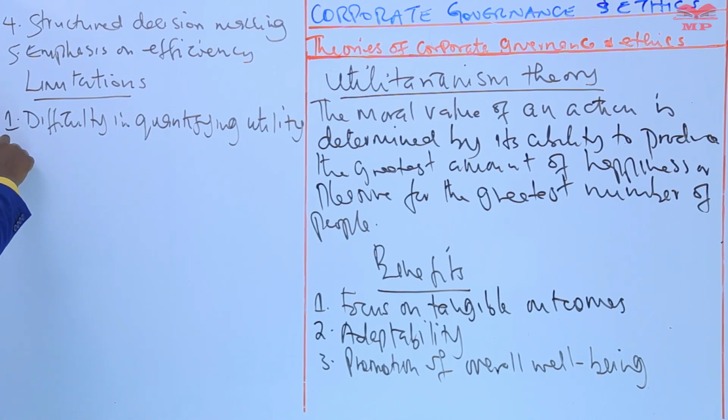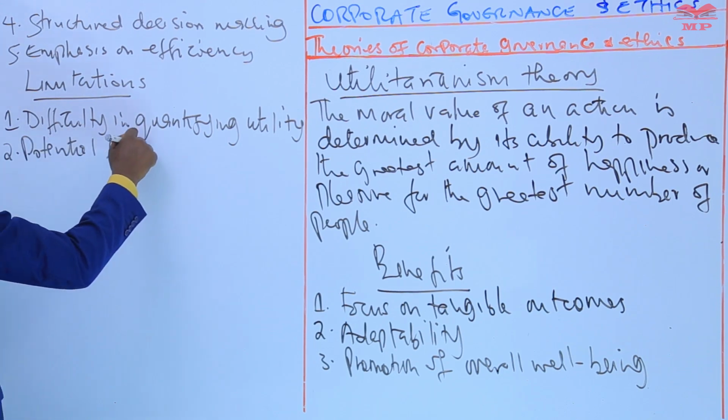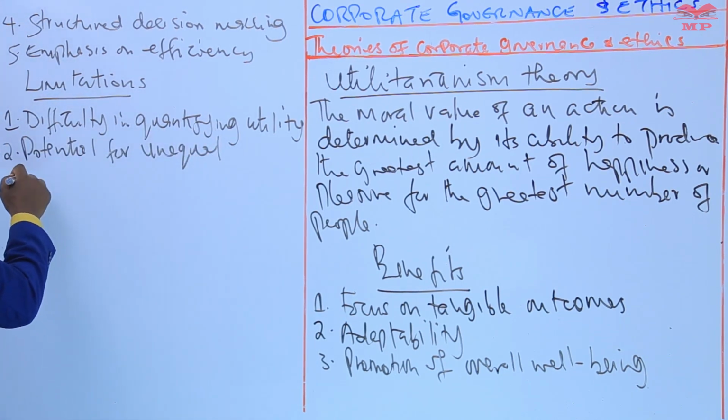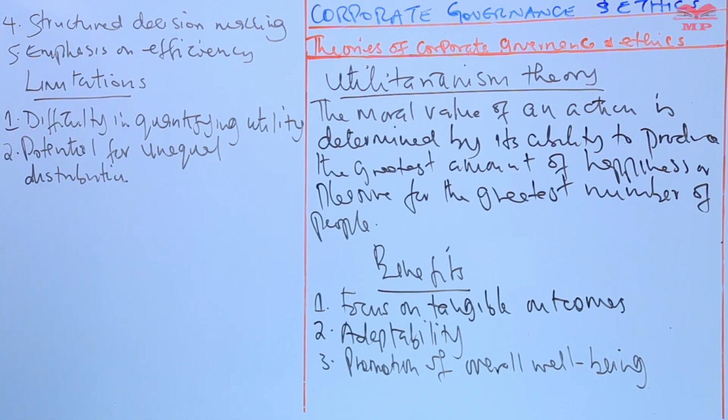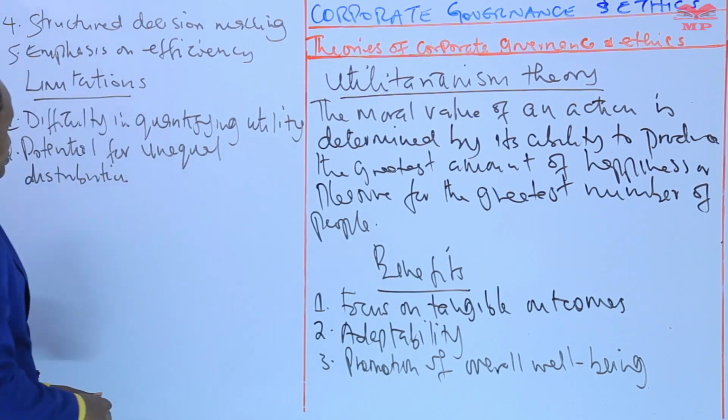There is also another challenge in relation to unequal distribution. There is potential for unequal distribution. While utilitarianism aims for greatest good for the greatest number, it may lead to unequal distribution of benefits and also burdens, potentially neglecting the interests of minority stakeholders or the interest of the vulnerable groups.